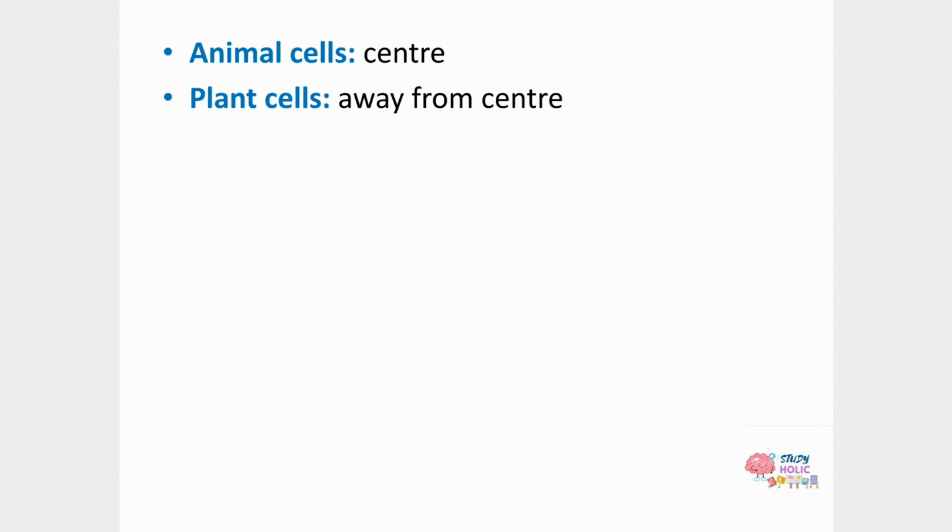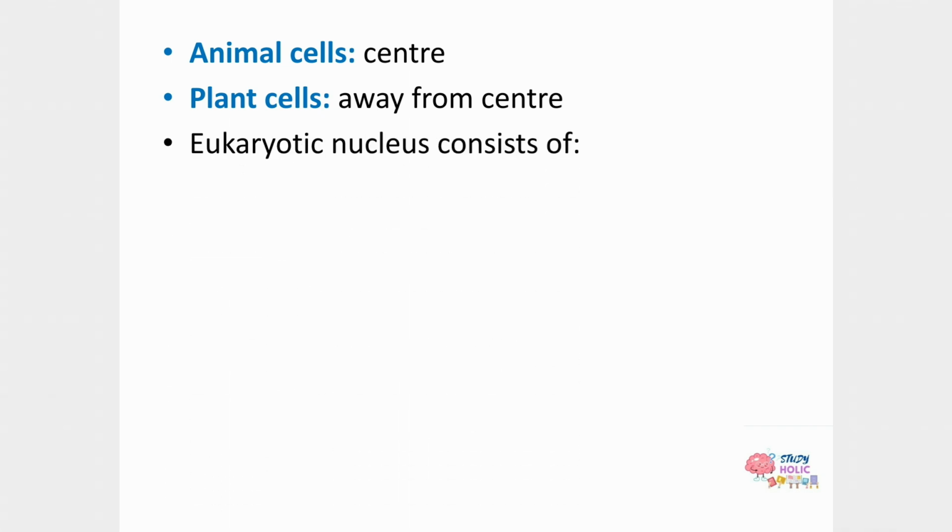Okay, talking firstly about the location. In animal cells, the nucleus is present in the center. But in adult plant cells, the nucleus is present away from the center because of the presence of the large central vacuole in the plant cell, which pushes the nucleus to the periphery.